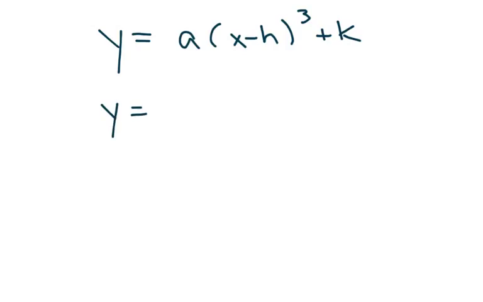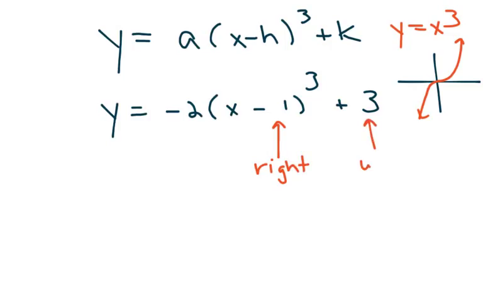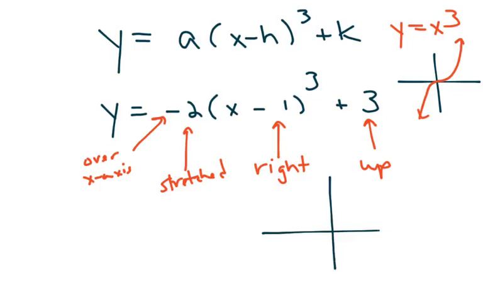So if I said y is equal to negative 2 (x minus 1) cubed plus 3, I tell you that the parent function, y equals x cubed, which looks like this, could be moved 1 unit to the right, 3 units up. It would be reflected over the x-axis, and it would be stretched vertically, which means it would be narrower. So it would look something like this.